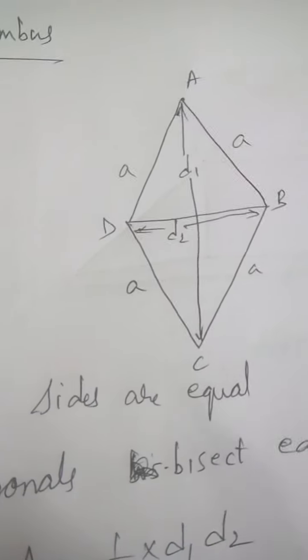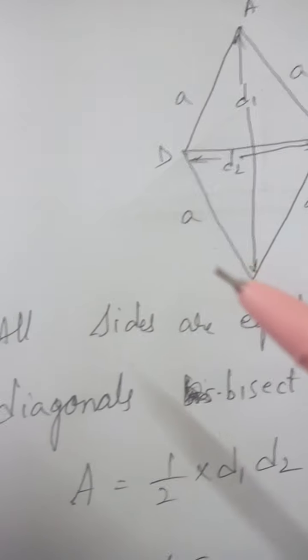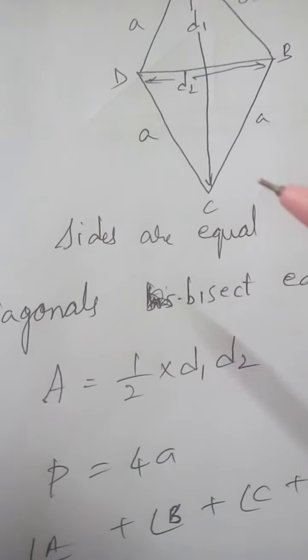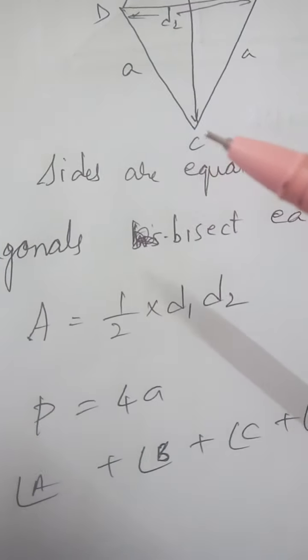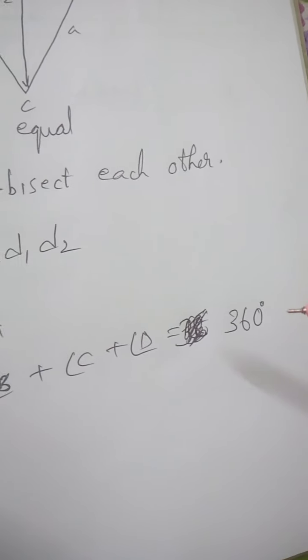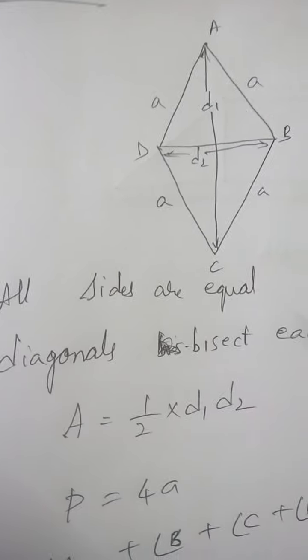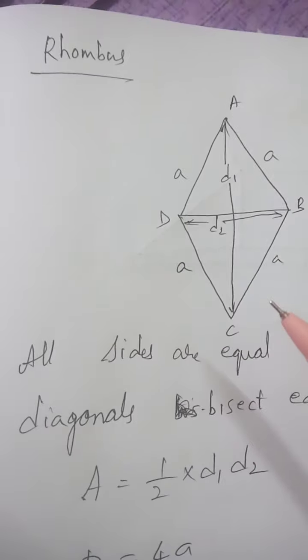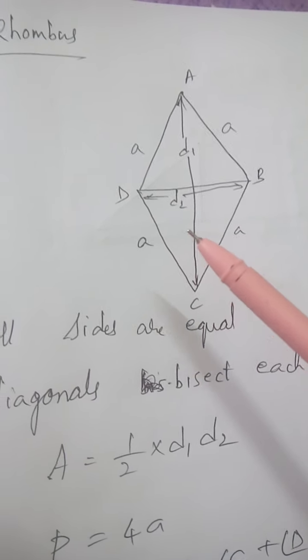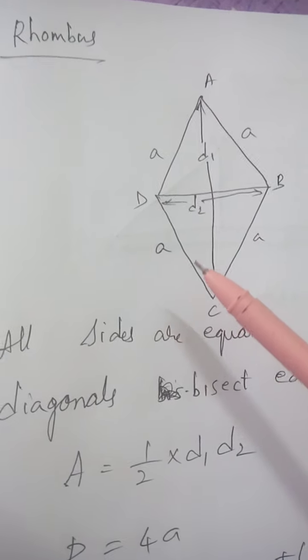Rhombus. In a rhombus, all sides are equal. Diagonals bisect each other. Area formula is half into D1 into D2. Perimeter is nothing but 4A. Angle A plus angle B plus angle C plus angle D is 360 degrees. What is the difference between a rhombus and a square? In a square, diagonals are equal, but in a rhombus, diagonals are not equal.